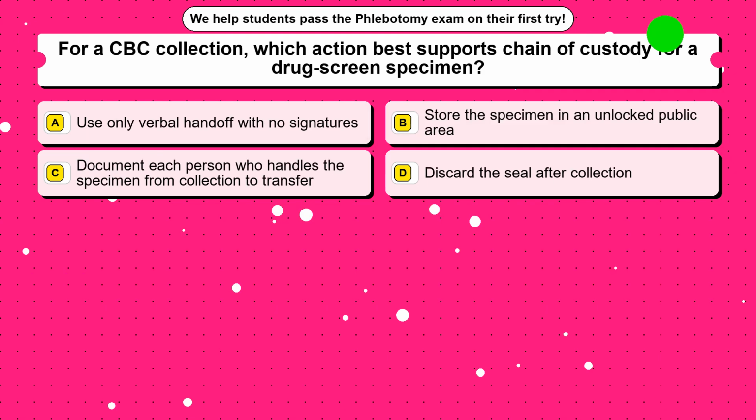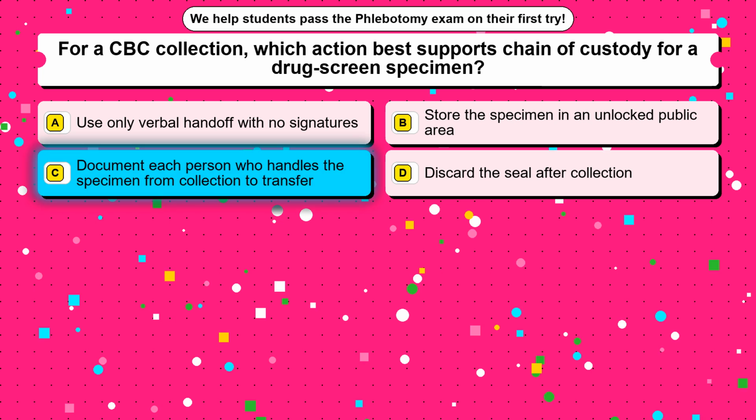Question 46. For a CBC collection, which action best supports chain of custody for a drug screen specimen? Option A. Use only verbal handoff with no signatures. Option B. Store the specimen in an unlocked public area. Option C. Document each person who handles the specimen from collection to transfer. Option D. Discard the seal after collection.